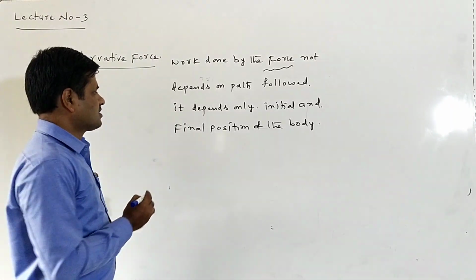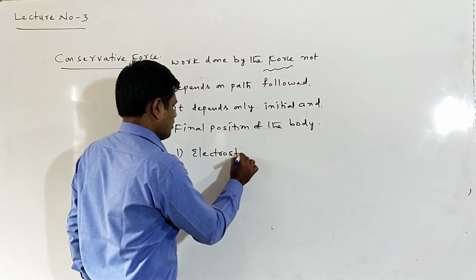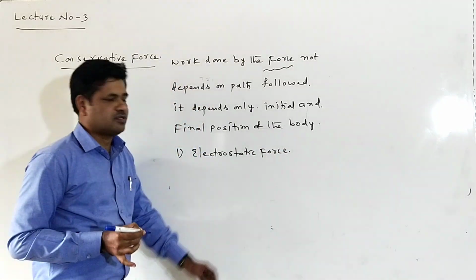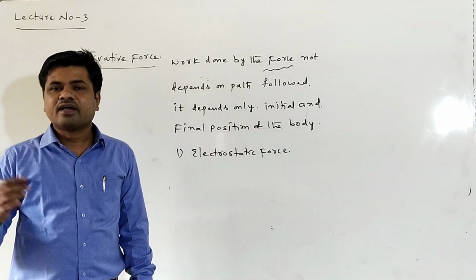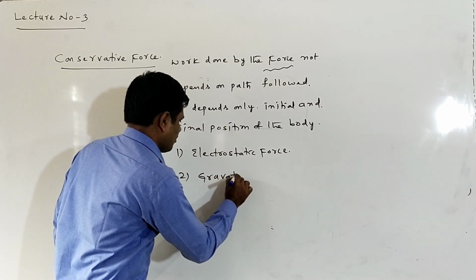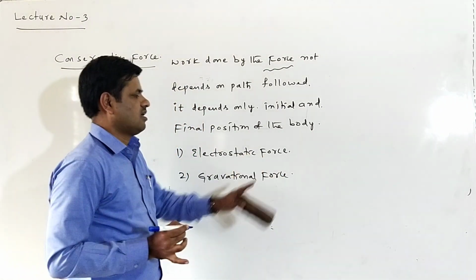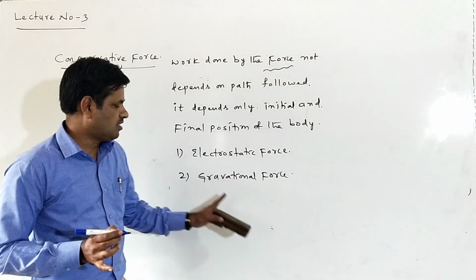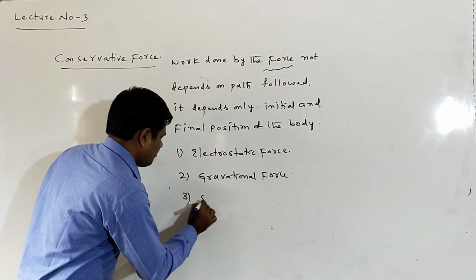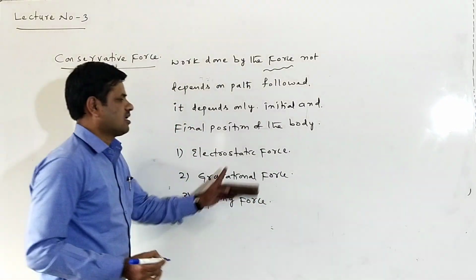Examples of conservative force are electrostatic force, which is coming in the second year, and gravitational force. The force between two charges is called electrostatic force. The force between two masses is called gravitational force. The third one is the spring force. These are called conservative forces.